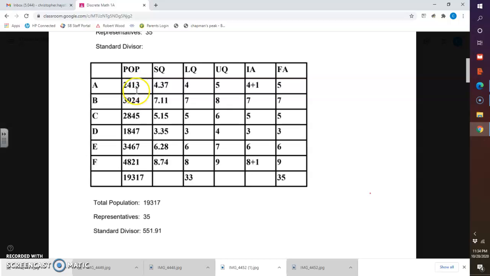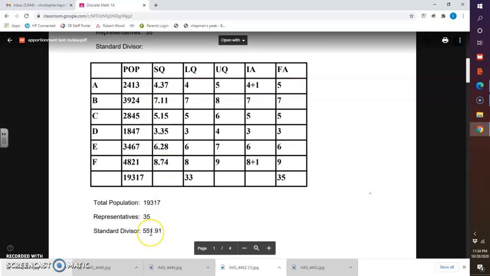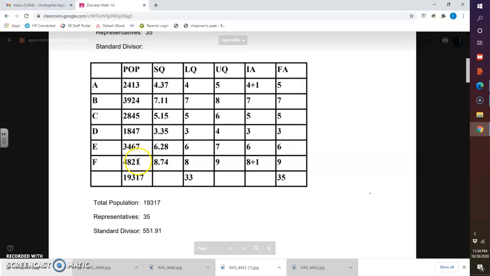So 2,413 divided by 551.91. 3,924 divided by 551.91. I do that for each of the 6 populations, and I get standard quotas. We want to get our standard quota, we want to round to the nearest hundredth. So when I do those 6 division problems here are my 6 standard quotas.